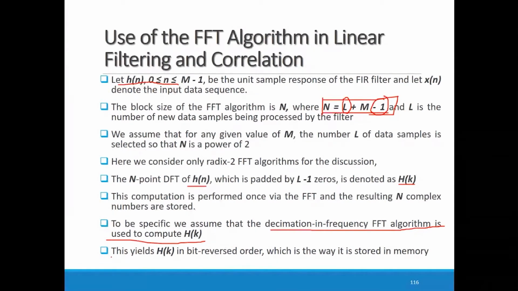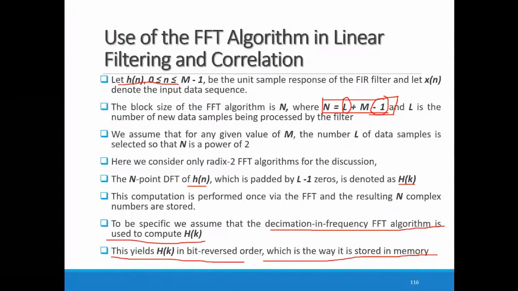So here we yield H of k in bit reversed order, which is the way it is stored in memory. We are using the decimation in frequency FFT algorithm for the computation of H of k, which produces the filter response for h of n, and whatever output you get is in bit reversed order, and we store it in the same order. You have to remember one thing: whatever filter response or DFT of that particular filter we get is in bit reversal order.